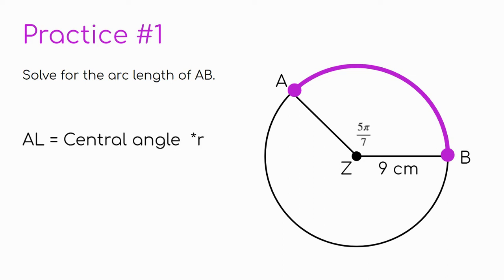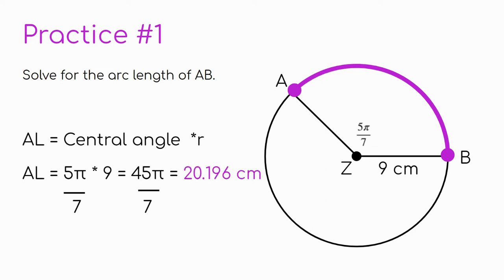You should have been using this formula, arc length equals central angle times r. Your central angle is 5 pi over 7, and your radius is 9. So 5 pi over 7 times 9. Multiply straight across. 5 pi times 9 is 45 pi. Bring over the 7. I wanted to figure out what that is in centimeters, so I could do 45 times pi divided by 7. I get 20.196 centimeters.